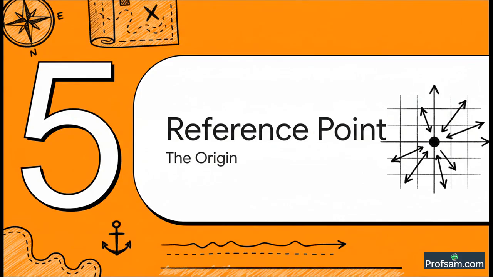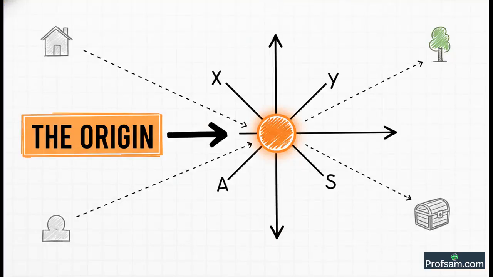Now, think about this for a second. For any of these moves or positions to make sense, everyone playing needs to be on the same page, looking at the same map. We need a fixed starting point that never changes for anyone. In vector algebra, we call this universal reference point the origin, and we usually mark it with the letter O. Just think of it like the absolute center of your game map, the coordinate 0, 0. It's the home base from where everything else is measured.